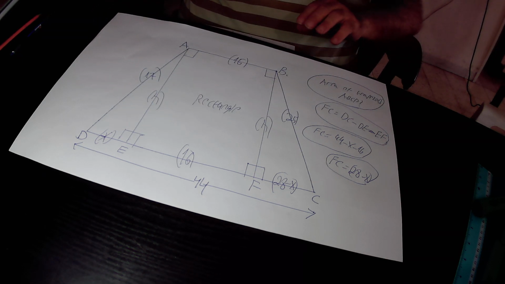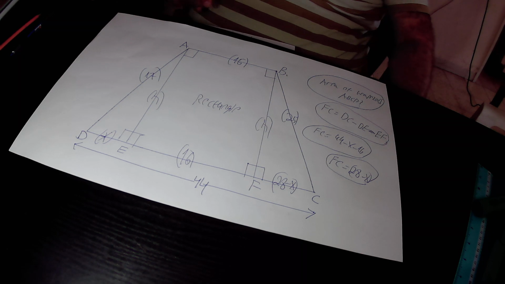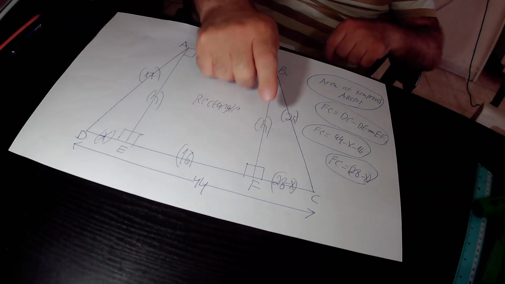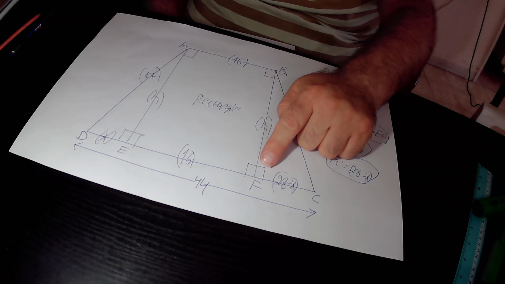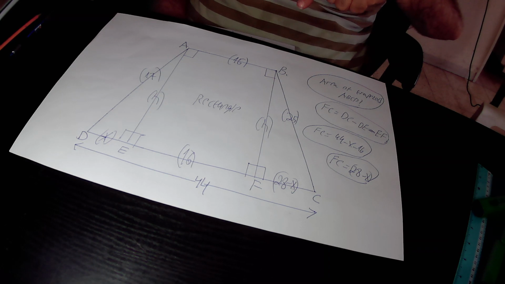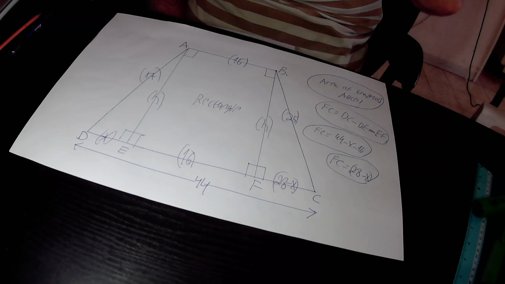In the next step, we did another construction. From this point B, we drew a perpendicular on DC. So this angle equals 90 degrees, and this angle also equals 90 degrees according to our construction. We define the touching point of the perpendicular from point B on DC as point F.